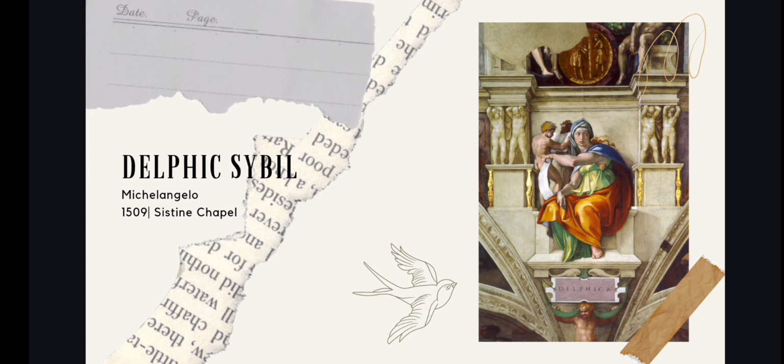The Delphic Sibyl is a fresco in the Sistine Chapel in the Vatican City. It was painted in the year 1509. It measures 350 centimeters high and 380 centimeters wide. As its name suggests, the painting represents the Delphic Sibyl from Greco-Roman mythology. The fresco is a part of a series placed at the base of the Sistine Chapel, in which the Old Testament prophets are alternated with the pagan sibyls.